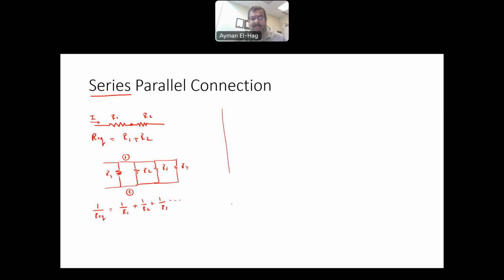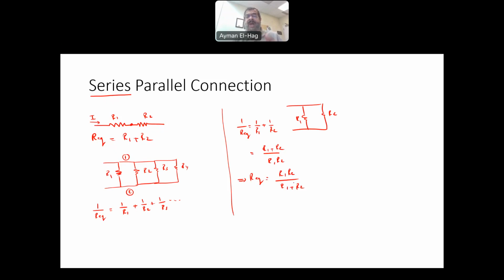As a special case, if you have only 2 resistors, R1 and R2, connected in parallel, we will have 1 over R equivalent is equal to 1 over R1 plus 1 over R2. So this is equal to (R1 plus R2) over R1 R2, or your R equivalent, taking the inverse of this, will be R1 R2 over R1 plus R2. So if you have 2 resistors in parallel, for the equivalent resistance, you multiply these 2 values and you divide by their summation. Now, this is if the circuit has only resistors in series and in parallel.